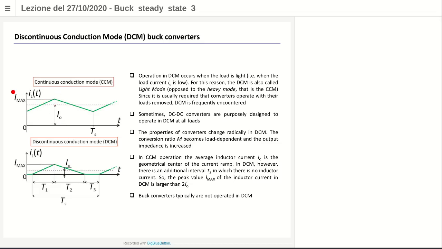While in the continuous conduction mode, the maximum current, Imax, is well less than the I0 current here. When the load current I0 is very low, the maximum current is comparable to the output current. So it means that you have an exaggerated ripple when reducing the load. In that situation, you can enter what is called the discontinuous conduction mode. Since this always happens when your load is light, sometimes you can also call it DCM or light load mode, while the continuous conduction mode is also called heavy load mode. Okay?